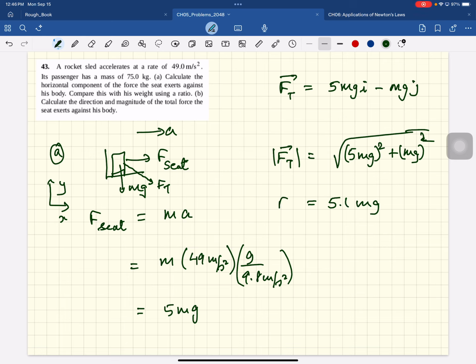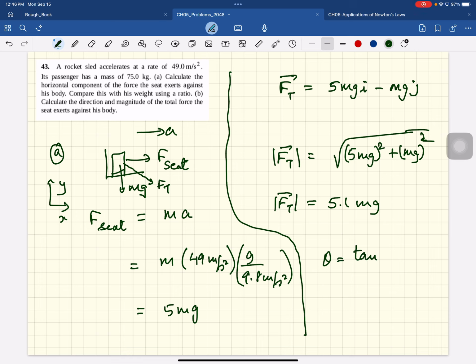So that's the magnitude of the force acting on him. And then we want to find the angle. Okay, we want to find this angle. And that angle theta is tan inverse of Fy over Fx.